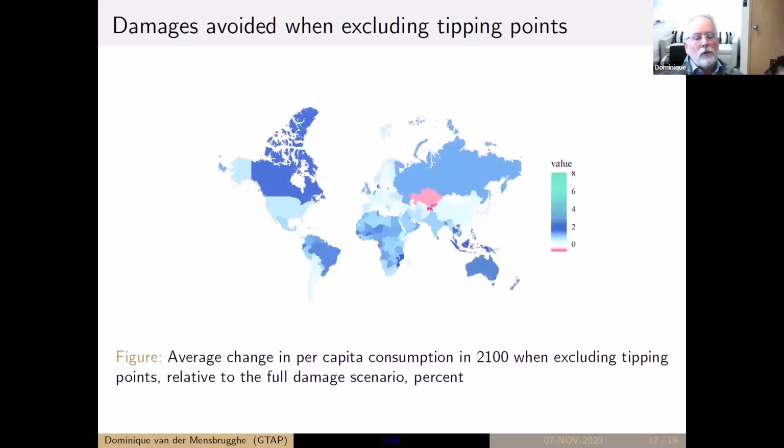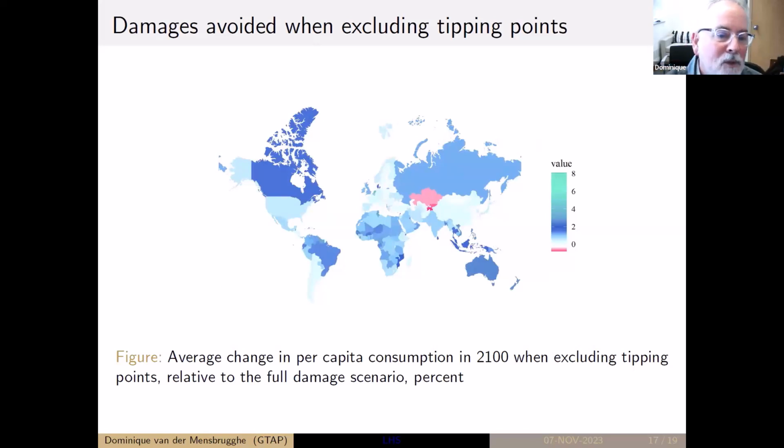The last thing I wanted to show you was the avoided damages. So this is when we exclude the tipping points. So this is compared to the scenario where we have the full damage scenario with all the tipping points. All right. So the tipping points are on average, I'd say, decreasing per capita consumption by roughly around 2%.